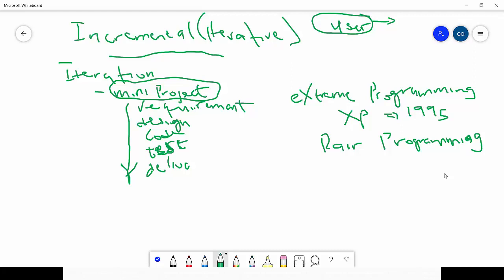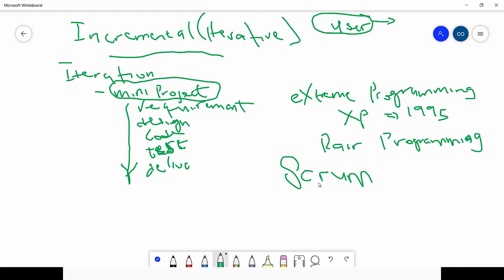And this type of agile methodology has short iteration cycles, and you can release frequently. Okay, so that's extreme programming in a nutshell. The second type of agile methodology that we are going to talk about is what we call the Scrum.